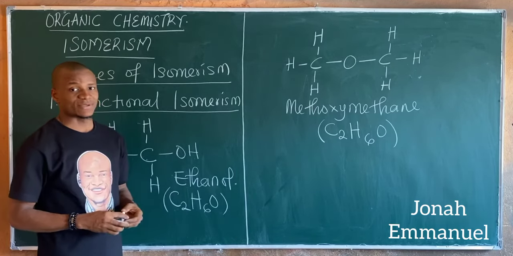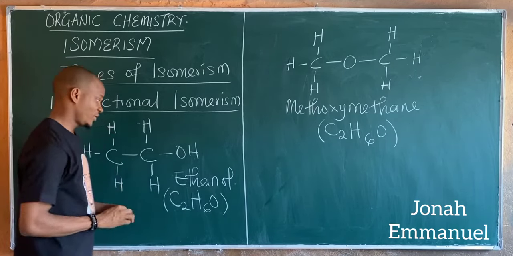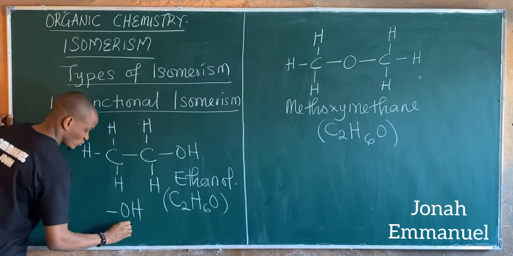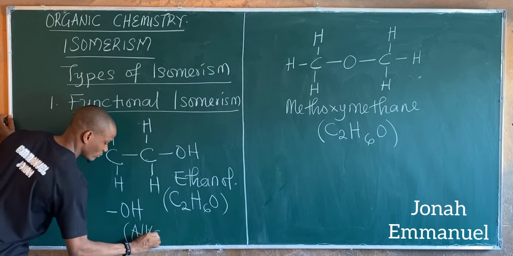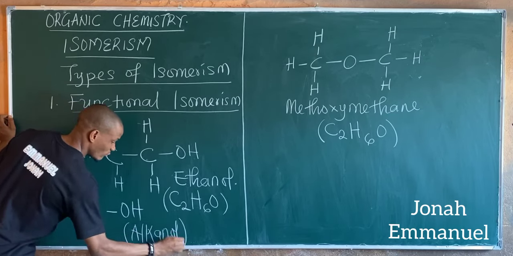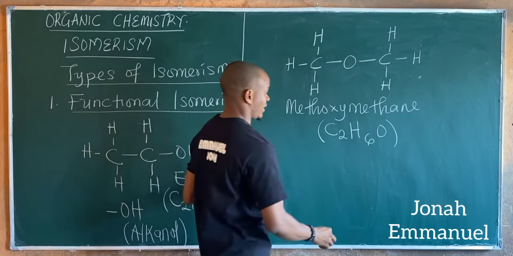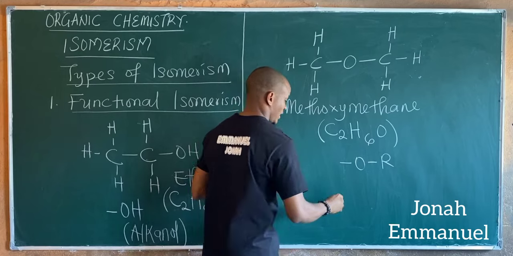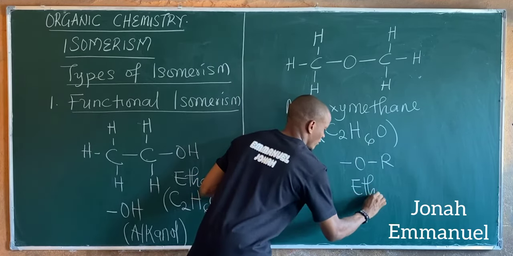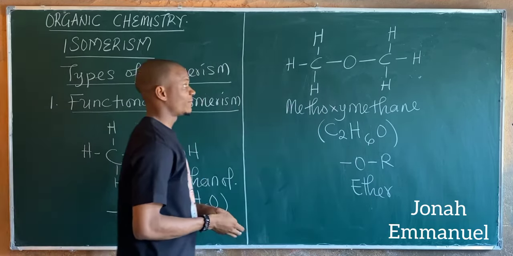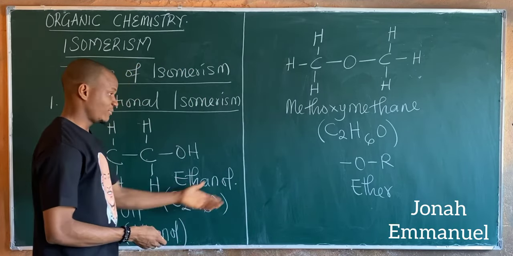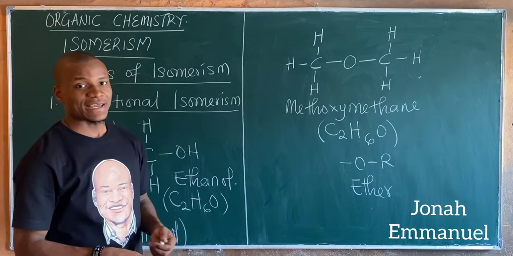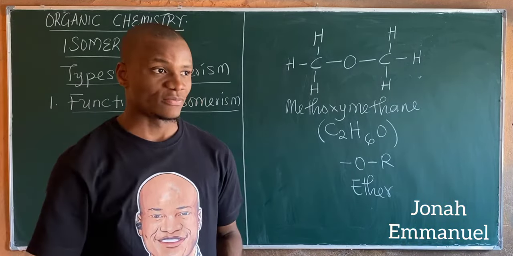Why are they functional isomers? Because they have different functional groups. For instance, for ethanol, the functional group here is OH, making it an alkanol. While for methoxymethane, the functional group here is OR, making it an ether. So this is why they are functional isomers. Okay, the same molecular formula, but different functional group. So this is the first type of isomerism we have.